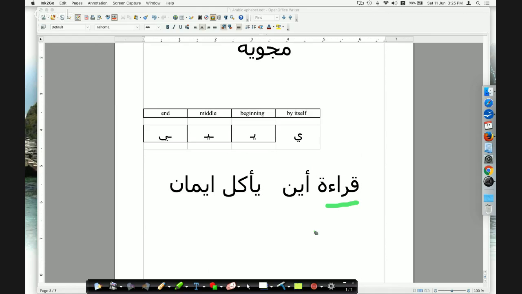Now, how do we pronounce the Hamza? Qira'a, qira'a. See here, with the Hamza, there is something jumping. It's not alif, like a, no, it is qira'a. It's not even comfortable to say.